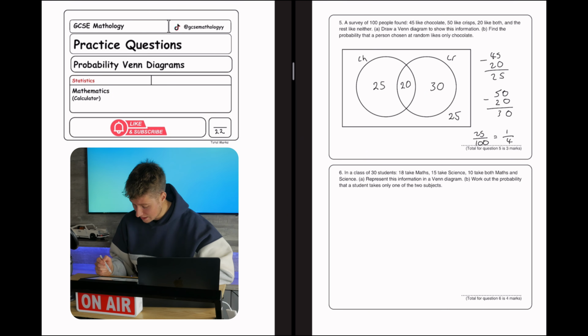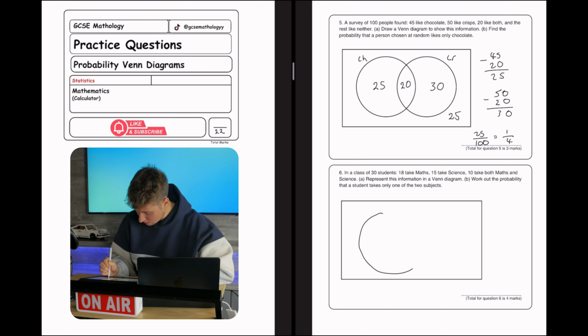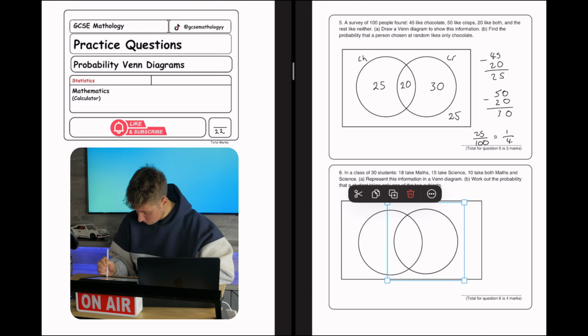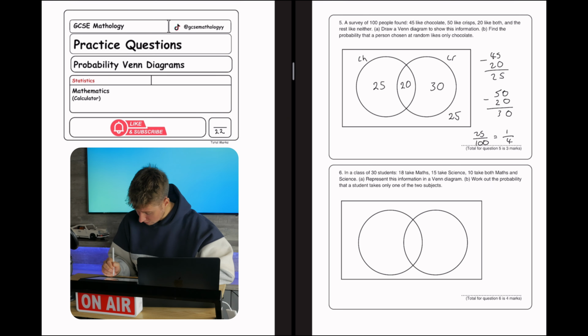Question 6 says in a class of 30 students, 18 take maths, 15 take science, and 10 take both maths and science. And we need to represent this information on the Venn diagram. So let's draw our outer box, and then our circles, and then we've got maths and then science.